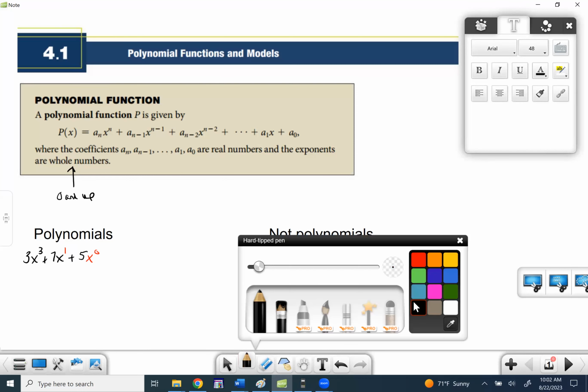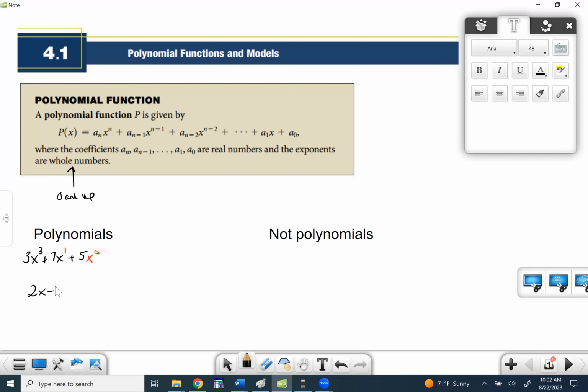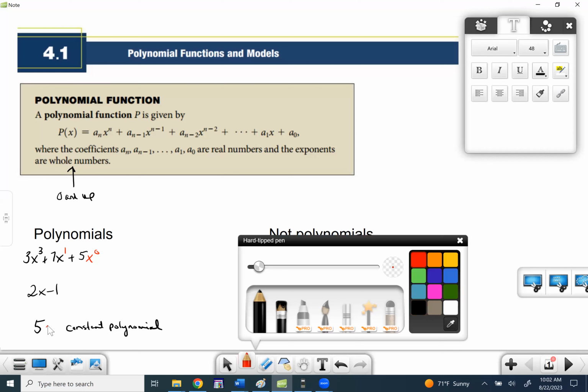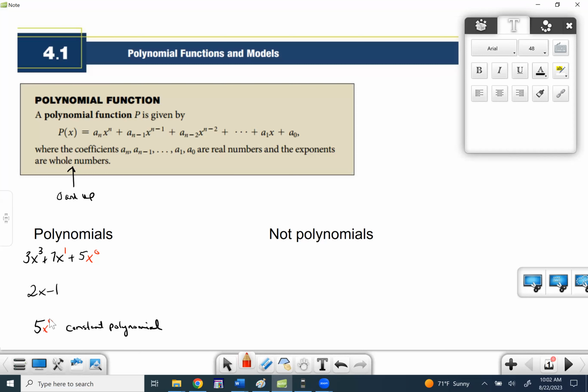Another one, something you've been dealing with all class, a line is a polynomial. That's in y equals mx plus b form. So that would be a polynomial. And this, believe it or not, is a polynomial too. This always weirds people out. This is called the constant polynomial. You have to imagine that there's that x to the 0 behind it. So it really is going to be a polynomial.